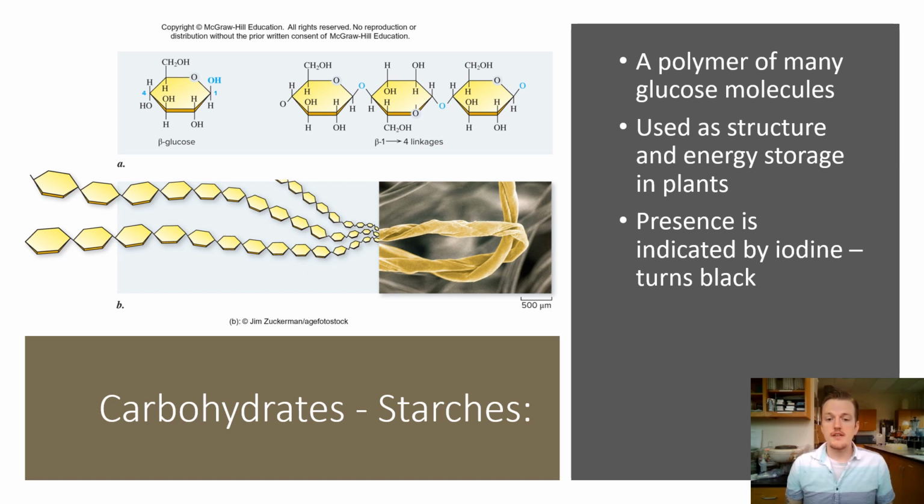The presence of a starch, so the bigger molecules that have not been broken down yet, is indicated by iodine. And iodine is going to turn black when there's a lot of starch present. With carbohydrates, you just need to make sure that you're understanding the difference between the two tests. One is testing for the full molecule, and the other is testing for the molecule when it's been broken down. So just keep that in mind for later.